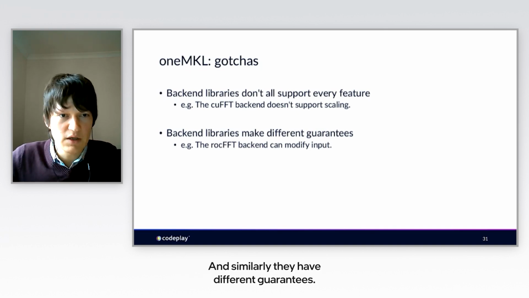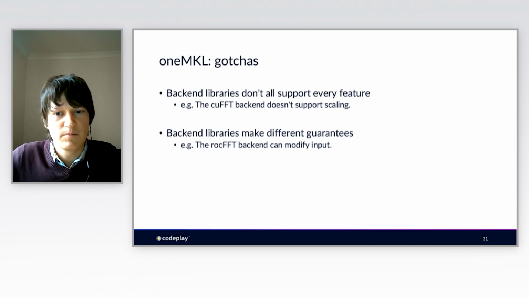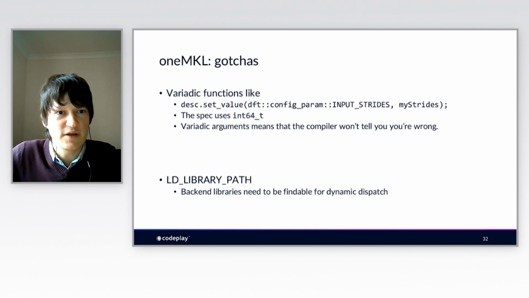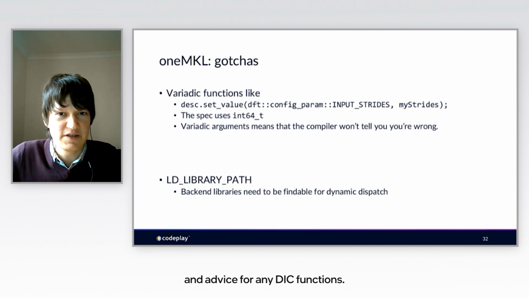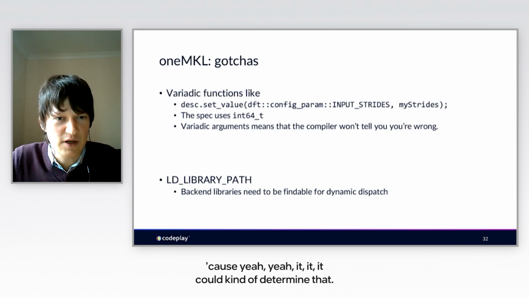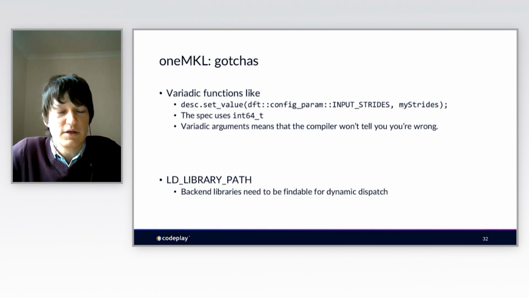You have to work around it. And similarly, they have different guarantees. For example, the rocFFT backend can modify input, which the cuFFT does not. So yeah, if you're using variadic APIs, this is a general hint and advice for any variadic functions: the compiler won't tell you if you pass a wrong type, because it cannot determine that. So you will get a failure at runtime, but this is something to be aware of, so cross-check the types that you're passing into variadic functions.